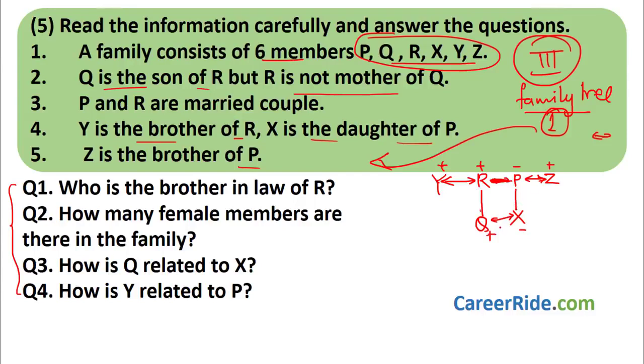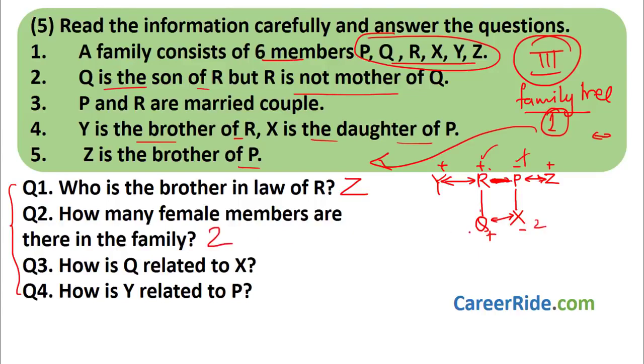Now let us see what they have given. Who is the brother-in-law of R? This is R. What is brother-in-law? He is the brother. Brother-in-law means wife's brother. So the answer is Z. How many female members are there in the family? This is 1. This is 2. There are 2 female members.